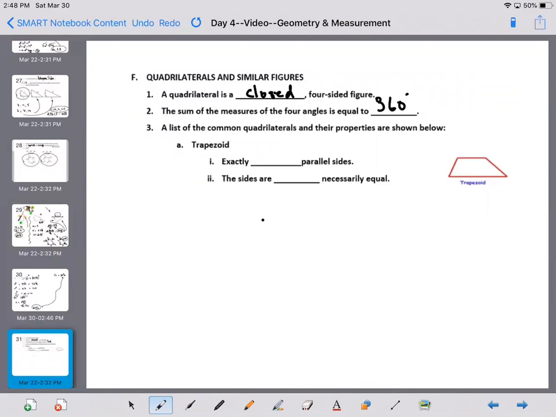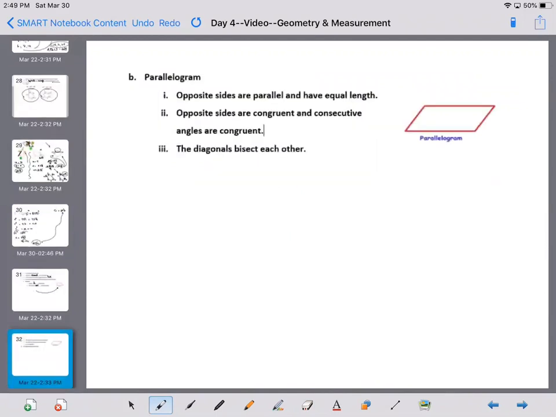Then you've got a trapezoid. Here's your figure over here. There are exactly two parallel sides, and the sides are not necessarily equal. That would be a trapezoid. Then you've got a parallelogram. Notice it talks about the opposite sides being parallel, and those opposite sides are equal lengths, and these would be equal lengths. So that would be an example of a parallelogram.